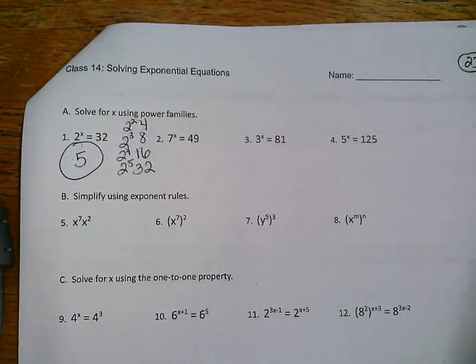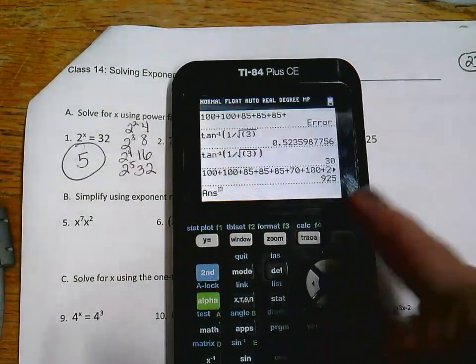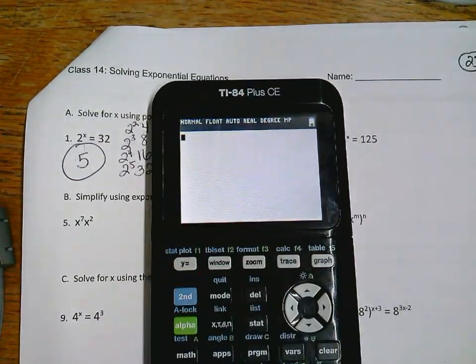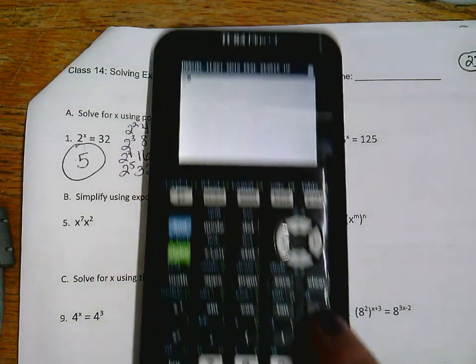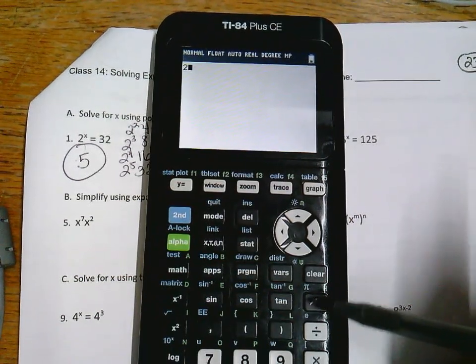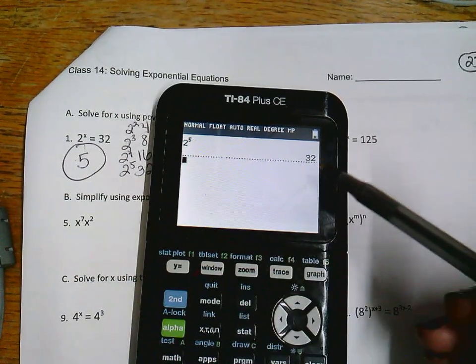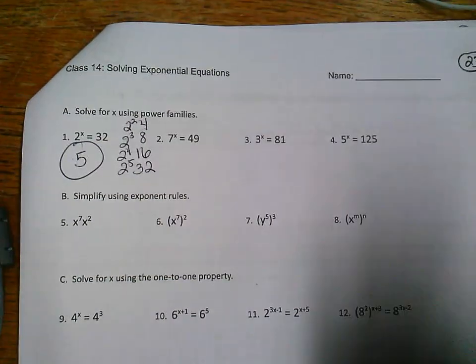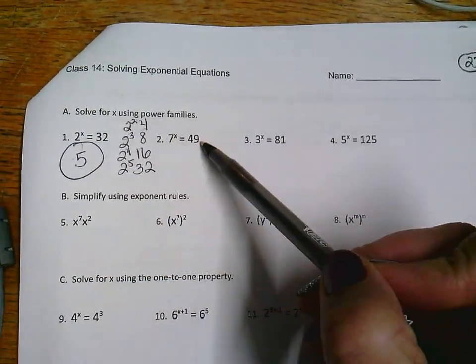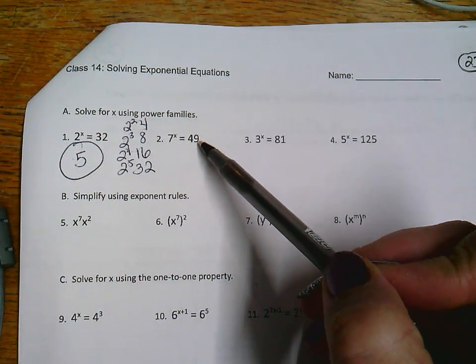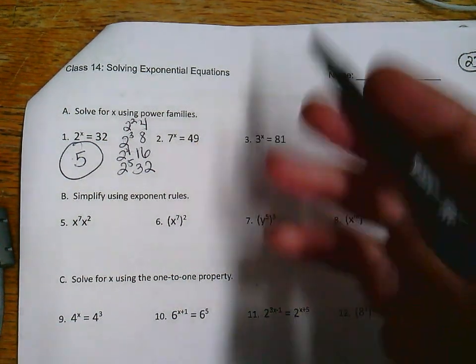I can also check that answer or do some guess and check on my calculator. The exponent button is this caret symbol. So 2 to the 5th is 32. So I'm verifying that it's correct. So 7 to what power is 49? I think we all know that 7 squared is 49.